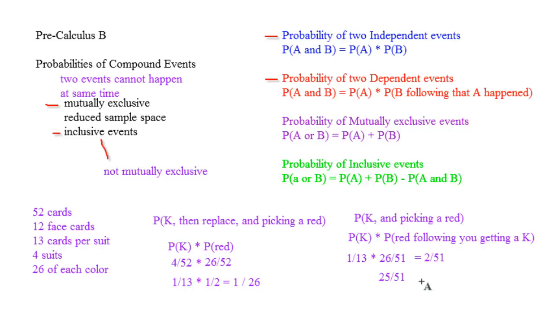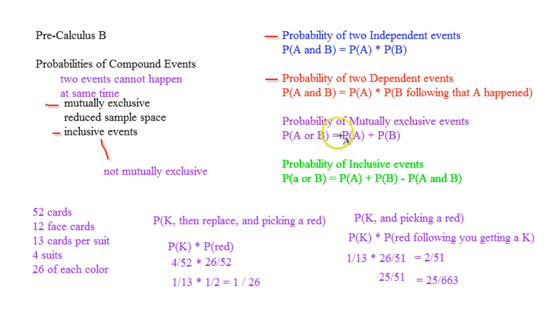oops, let's do 1 out of 13 times 25 out of 51. Okay, and that one would be 25 out of 663. Okay. All right, so it just depends upon which one you're actually working with.